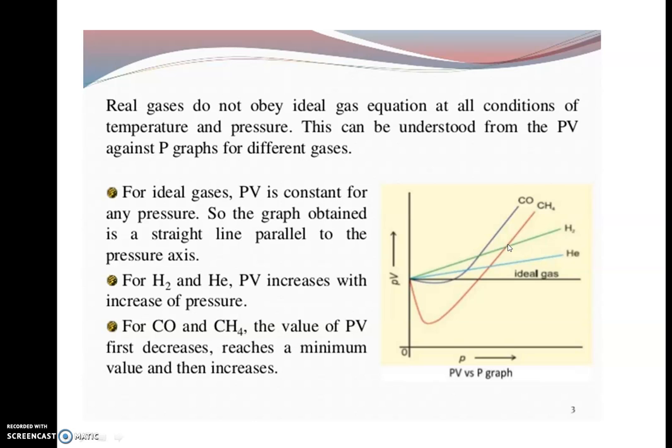But in the case of carbon monoxide, methane and others, first the PV decreases, then reaches a minimum value, then it increases. Such observations were identified by scientists while doing experiments practically. We know the ideal gas is a theoretical concept, but in experiments, scientists observed these types of deviations.